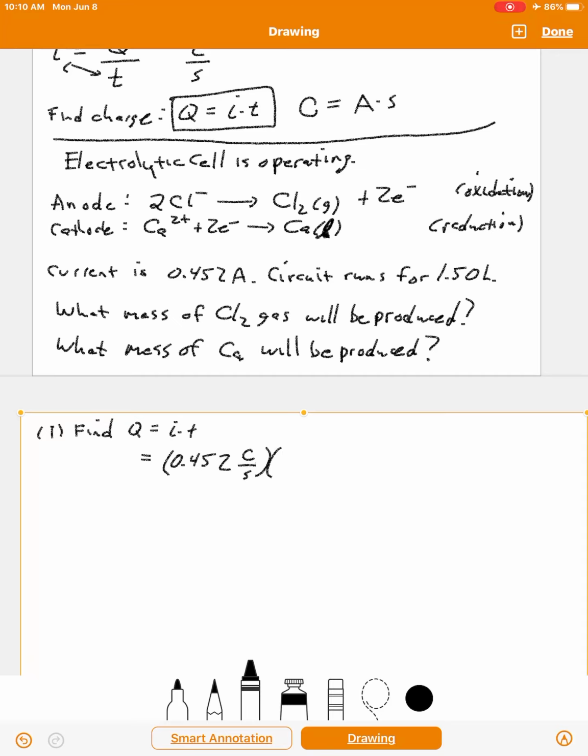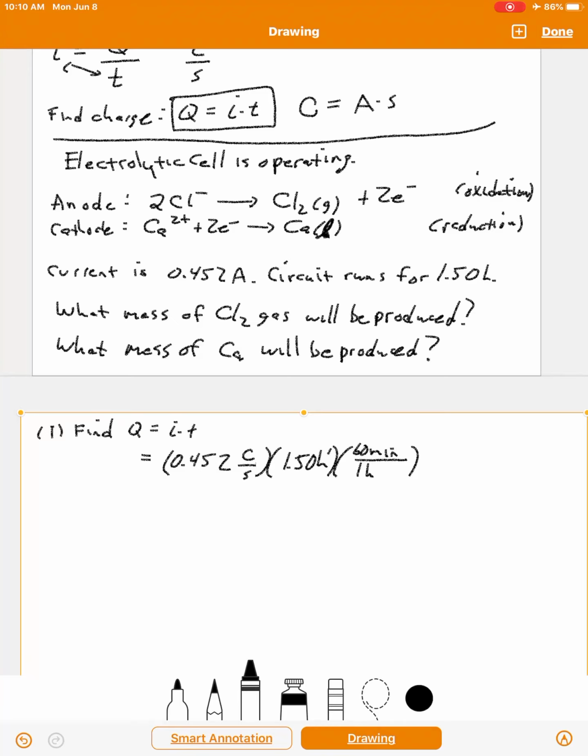And then we're going to run it for 1.5 hours, but we want to have it in seconds. So here's what I'm going to do. I'm going to put 1.5 hours. And you'll say, wait a minute, we need it in seconds. Well, let's convert it to minutes. 1 minute is 60 seconds, and 60 minutes is an hour.